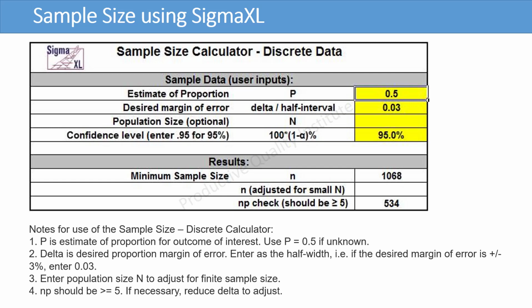Delta is the desired proportion margin of error. Enter it as half of the width. For example, if the desired margin of error is plus or minus 3%, enter 0.03. Enter population size N to adjust for finite sample size. NP should be greater than or equal to 5. If necessary, reduce delta to adjust.